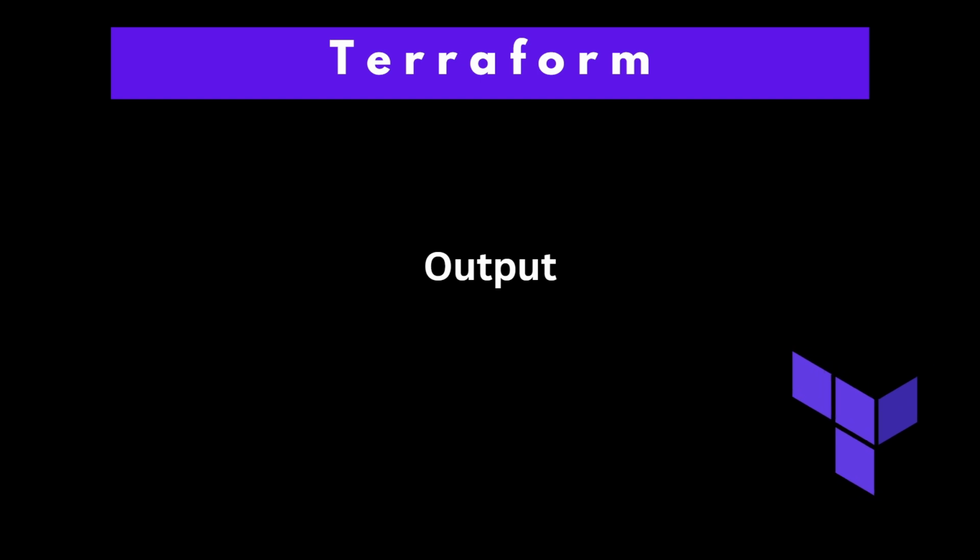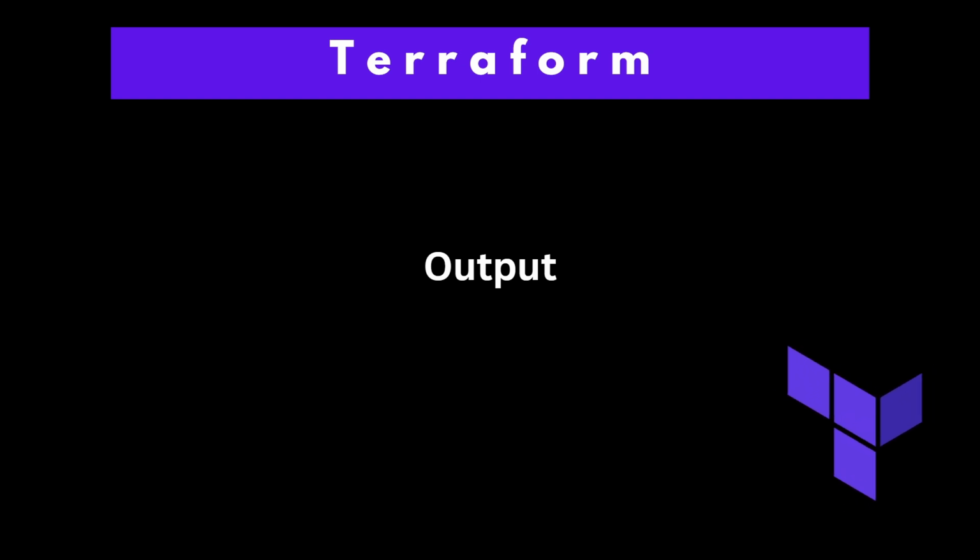So, what are outputs in Terraform? First, let's understand what outputs are. Outputs allow us to extract information from our Terraform configuration and display it in the terminal or pass it to other Terraform modules. Outputs can be useful for debugging, as references for other tools, or even as input to scripts.